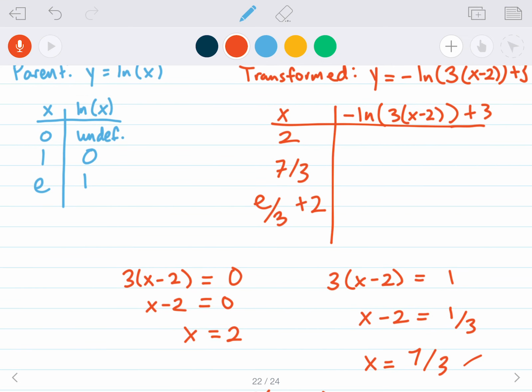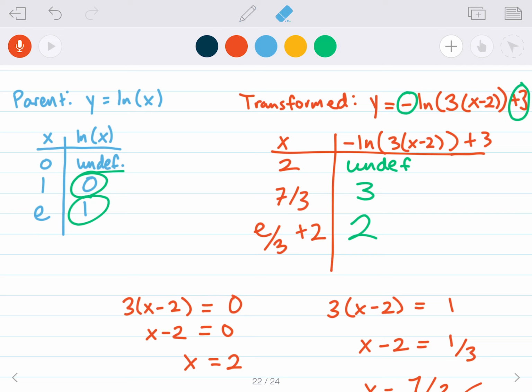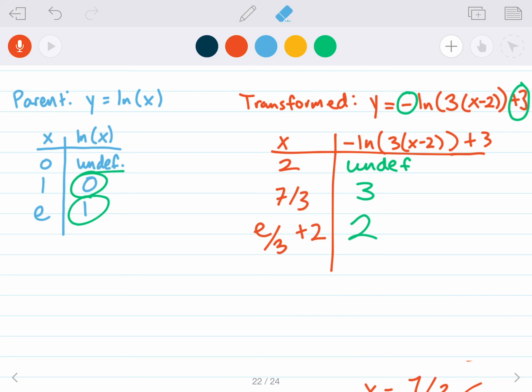All right. So then with my y values, it says, hey, I need to multiply my y values by -1 and then add 3 to them. Well, multiply undefined by something and add 3, well, that's still undefined. Multiply 0 by -1 and add 3, that's going to give us 3. Multiply 1 by -1, that's -1 plus 3 is 2. So these are my new transformed values here. So let's do a quick sketch of what this is going to look like.